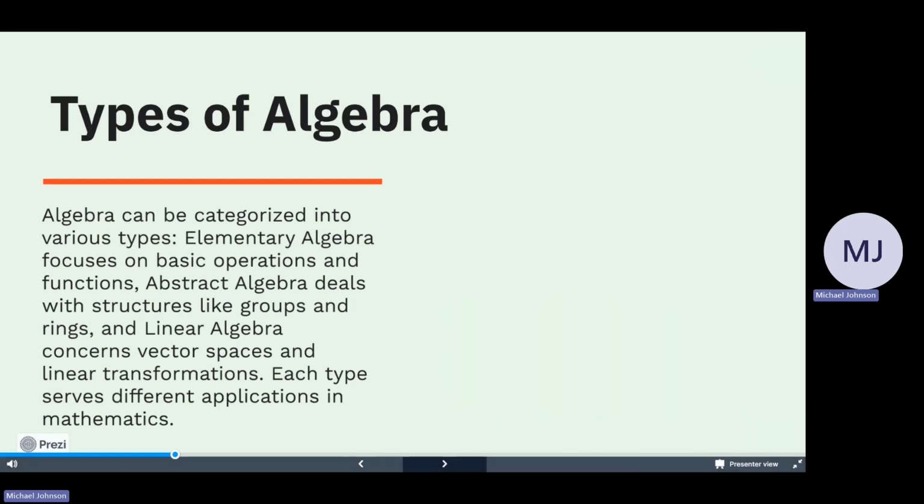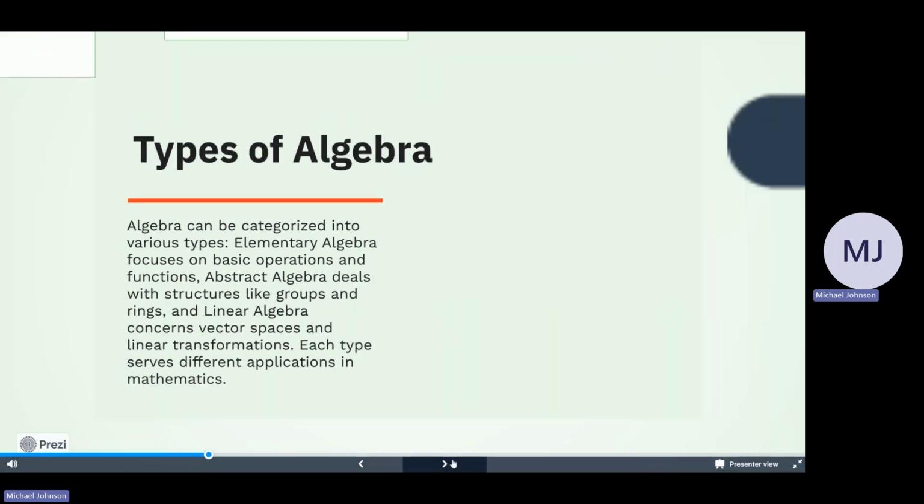Algebra can be categorized into various types. Elementary algebra focuses on basic operations and functions. Abstract algebra deals with structures like groups and rings, and linear algebra concerns vector spaces and linear transformations. Each type serves different applications of mathematics.